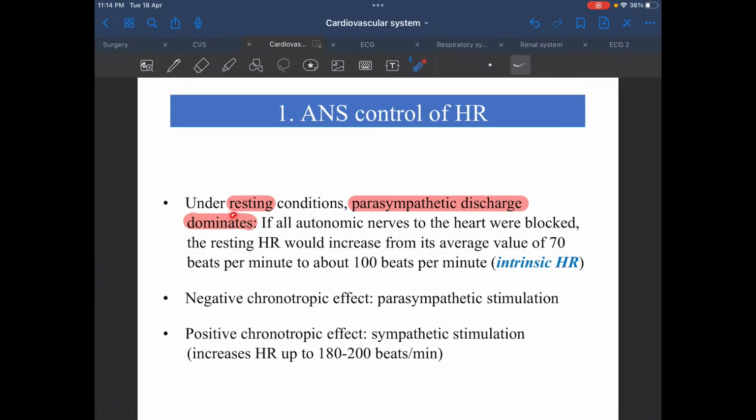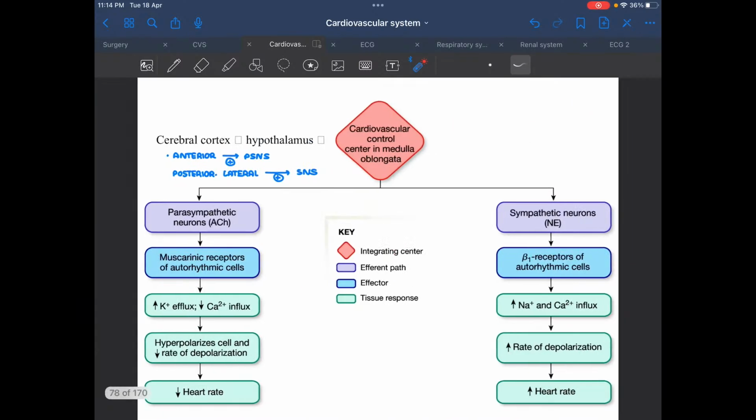हमें पता है under resting conditions, the parasympathetic discharge is going to be the one which is going to dominate. ठीक है? If all the autonomic nerves were blocked, the resting heart rate would increase from 70 to about 100. ठीक है? That is known as the intrinsic heart rate. ठीक है? The negative chronotropic effect हमें कैसे मिलेगा? Due to parasympathetic stimulation, and I can see a positive chronotropic effect due to sympathetic stimulation. That's one control. ठीक है? हमने already पढ़ लिया.